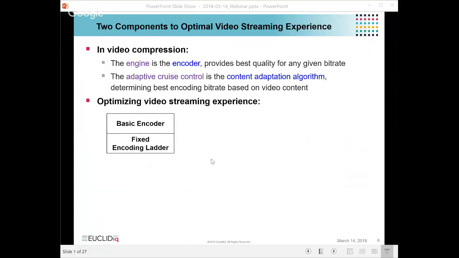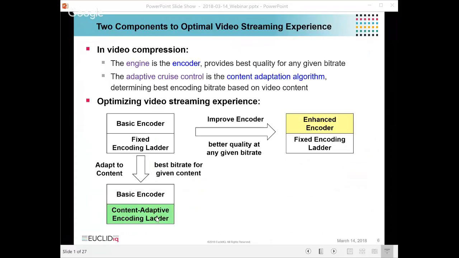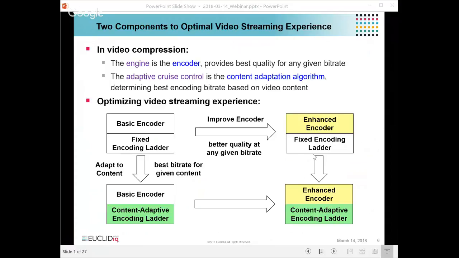So in terms of optimizing one's video streaming experience, there are two pathways for improving on a standard configuration with a basic encoder and a typical fixed bitrate encoding ladder. You can improve the engine, replacing the basic encoder with an enhanced encoder that provides better video quality at any given bit rate, but you'd still be left with a fixed bitrate encoding ladder. Or you could develop an intelligent algorithm deriving a content adaptive encoding ladder that determines the best bit rates for any given content, but you'd still be left with a basic encoder. But a total solution for truly optimizing one's video streaming experience includes both an enhanced encoder and a content adaptive encoding ladder.